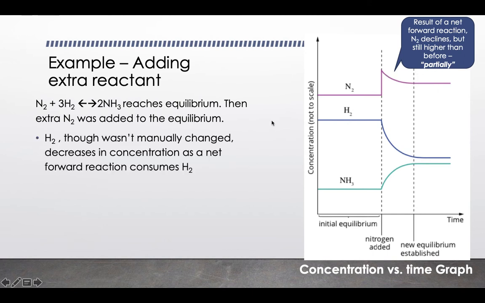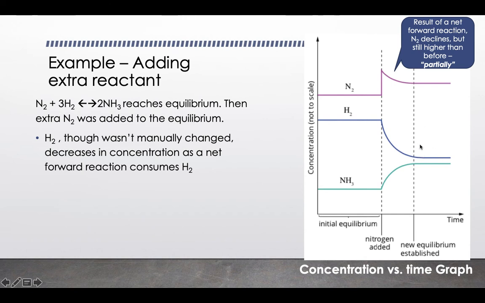Okay? And if you look at hydrogen, you'd realize that hydrogen actually is being sacrificed by this change. Although it was not manually added or removed, a net forward reaction will consume hydrogen as well, that's why the concentration of hydrogen will also decrease, and they decrease by their stoichiometry ratio. The amount of change in nitrogen will be a third of the amount of change in concentration for hydrogen.